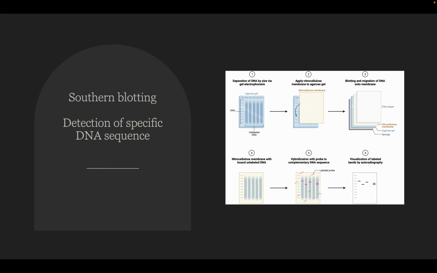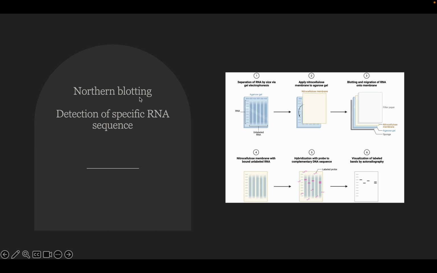Now we have talked about DNA. But there is one more nucleic acid, which is RNA. So there should be another technique to identify the same thing, as we are identifying for DNA, for RNA as well. And this technique is called Northern blotting.